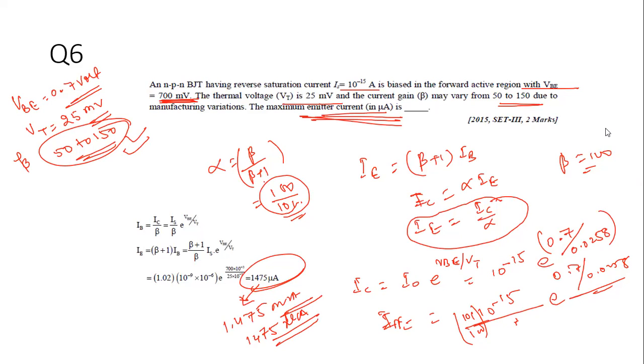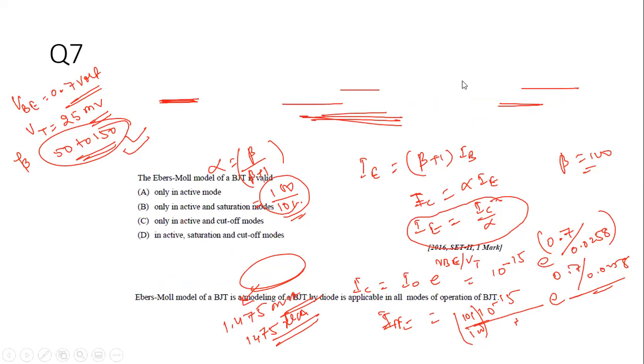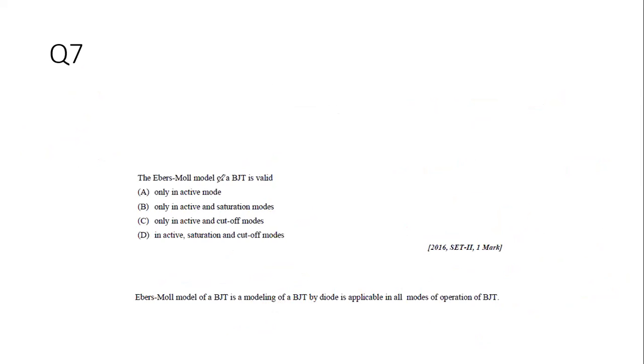Now come to the next question. This is question number 6. The reverse mode model of a BJT is valid: only in active mode, only in active and saturation mode, only in active and cutoff mode, in active, saturation, and cutoff mode, all modes. Reverse mode model valid in all modes.